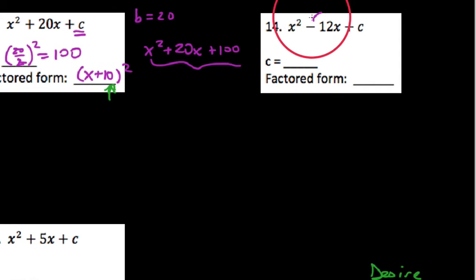So number 14 is a little bit different than 12 and 13 here. You'll notice that our middle term here is negative. So in this case, as b is a negative 12, our c value here is really negative 12 halves squared. So we'll cut our middle term in half and square it.